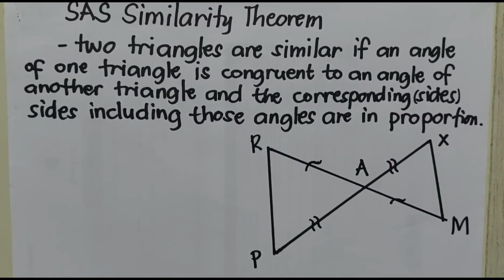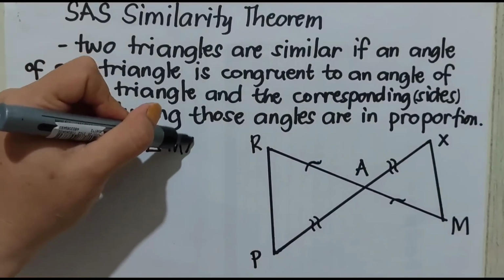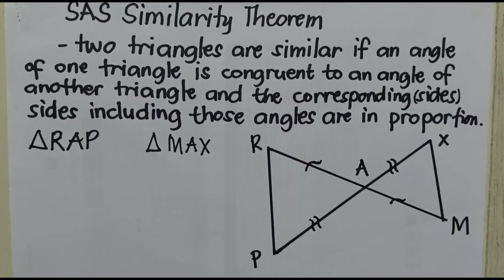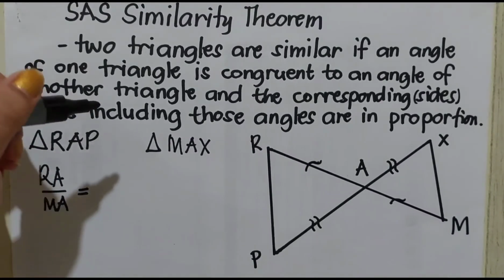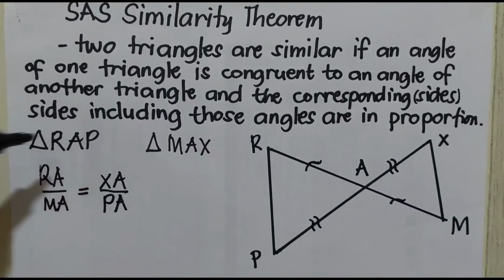We have here triangle RAP and triangle MAX. Now, with the indicated symbol or sign, we can say that RA is proportional to MA. And what else? XA is proportional to PA. So we are going to identify the condition that will satisfy that these two triangles show the SAS Similarity Theorem.